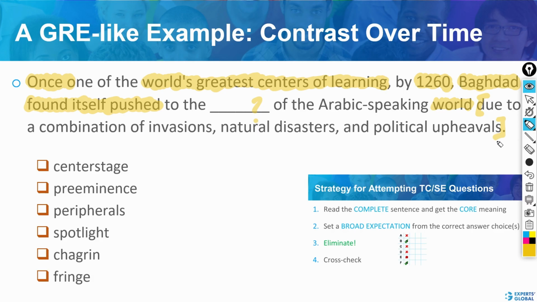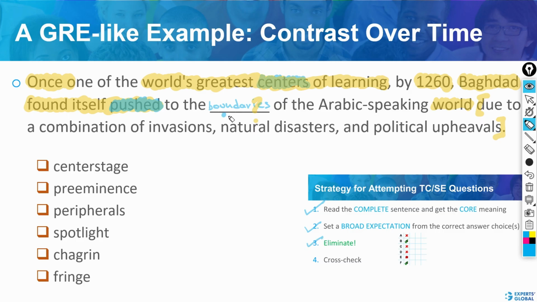The sentence features contrast over time, that what was once the world's greatest centers of learning found itself pushed to something like the boundaries of the Arabic speaking world due to such and such reasons. We understood the core meaning of the sentence. Our broad expectation from the correct answer choice is on the lines of boundaries. Let us now go about eliminating.